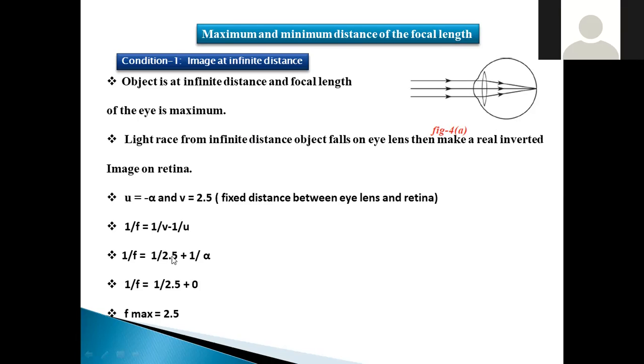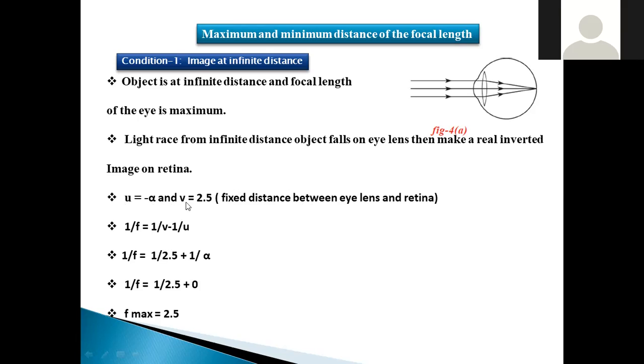In order to calculate the focal length, we have different components: u and v are present. So u is nothing but the infinite distance where the object was placed. v is the fixed minimum distance between the retina and the eye lens.